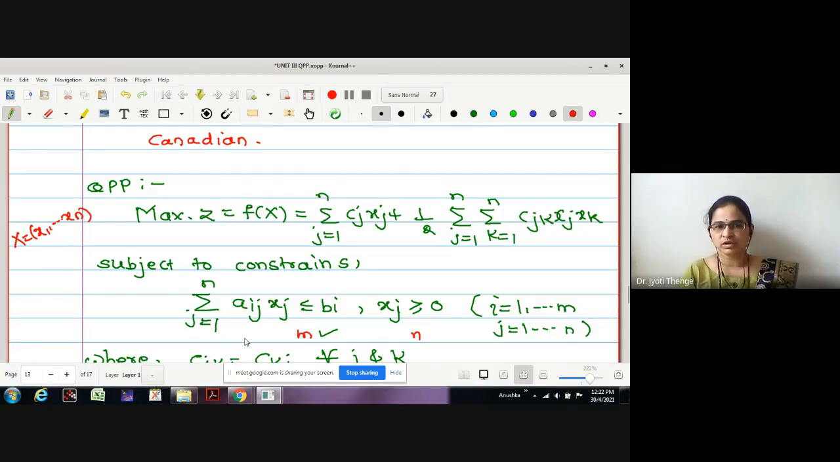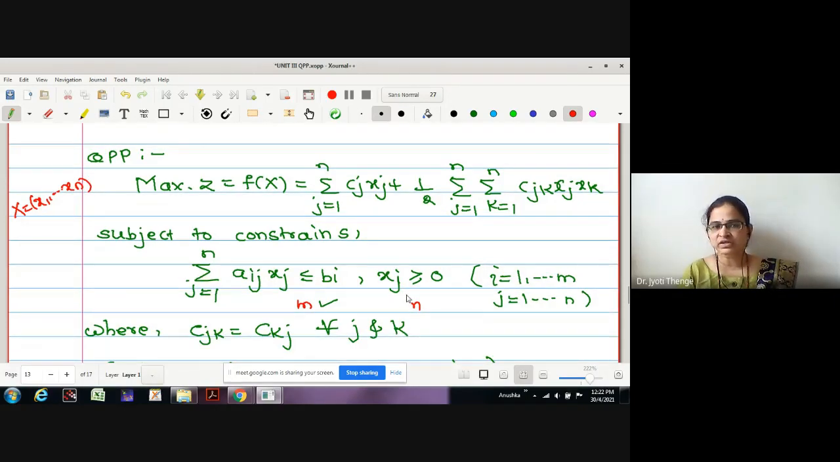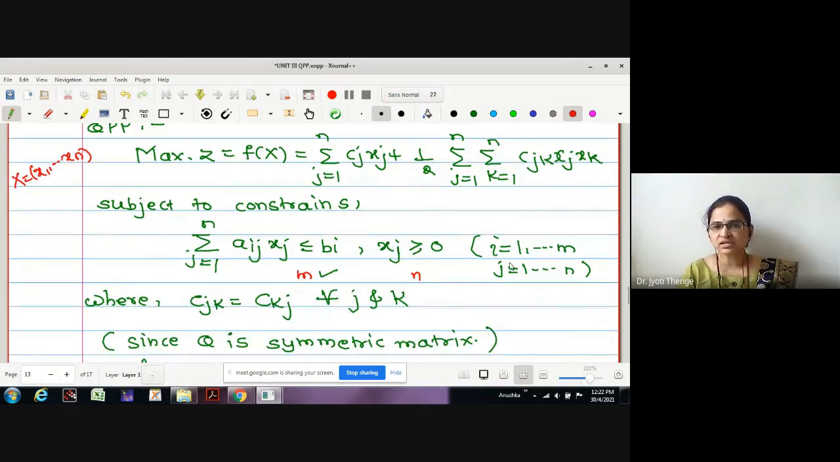And what about the constraints? How many constraints do we have? M constraints, right? To every one of the m constraints, we are adding one slack variable. And also we were converting the non-negativity restrictions to equations in this method.